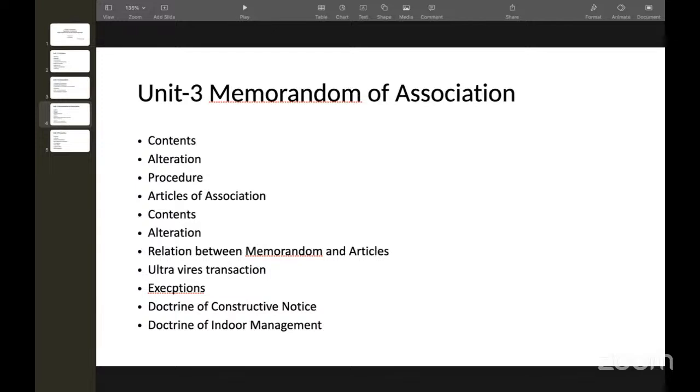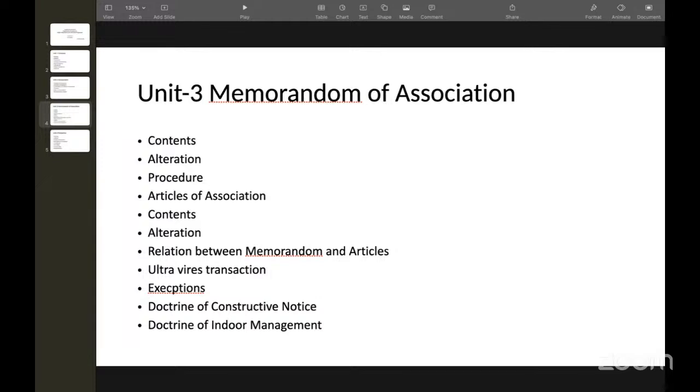A Memorandum of Association or MOA is often regarded as the charter document of a company. It forms the basis of the company's existence and defines its relationship with the outside world. The MOA sets the boundaries within which a company can operate and is a public document accessible to all stakeholders.